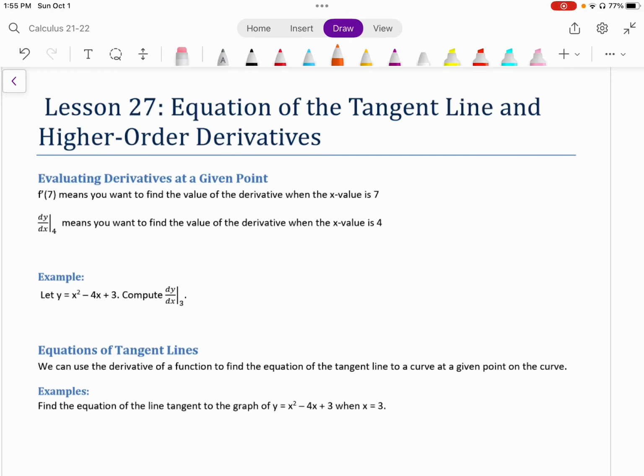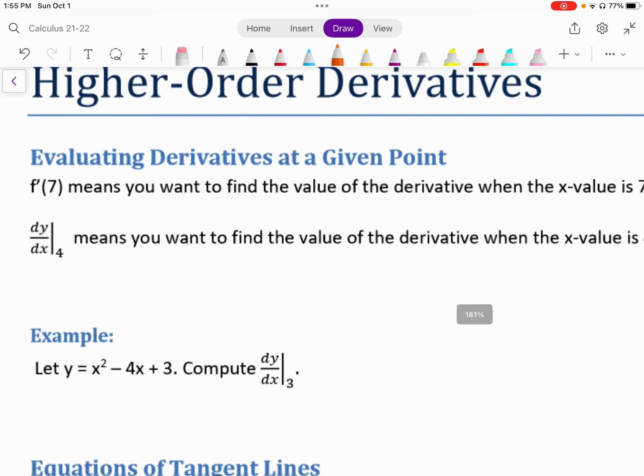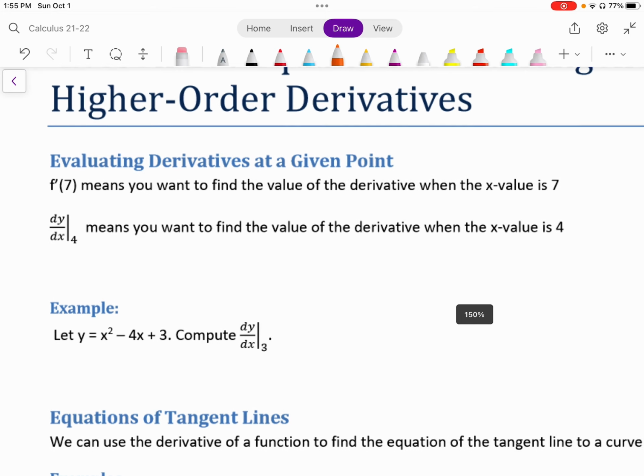Lesson 27, we learn how to find the equation of tangent lines and learn what higher order derivatives are. We're just going to have a couple notations here. We've seen these already, but as you see here in this first thing, it says f prime of 7 means you want to find the value of the derivative when the value of x is 7.